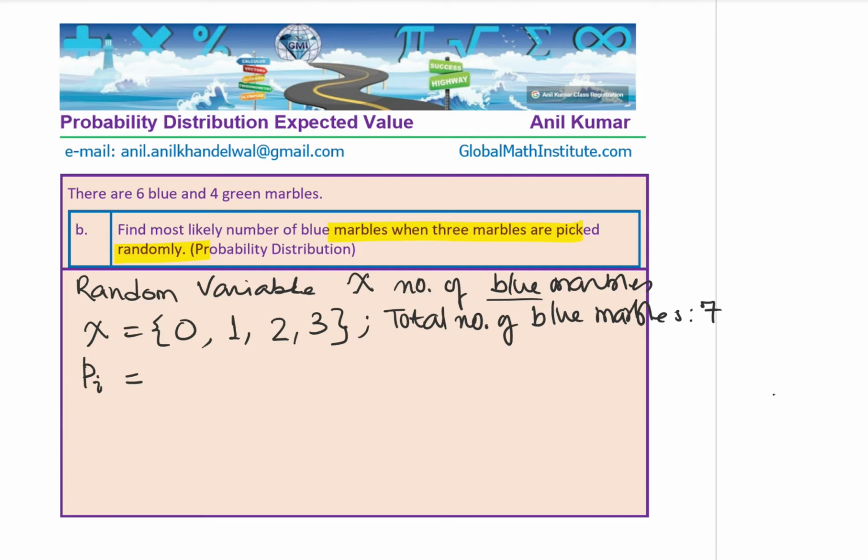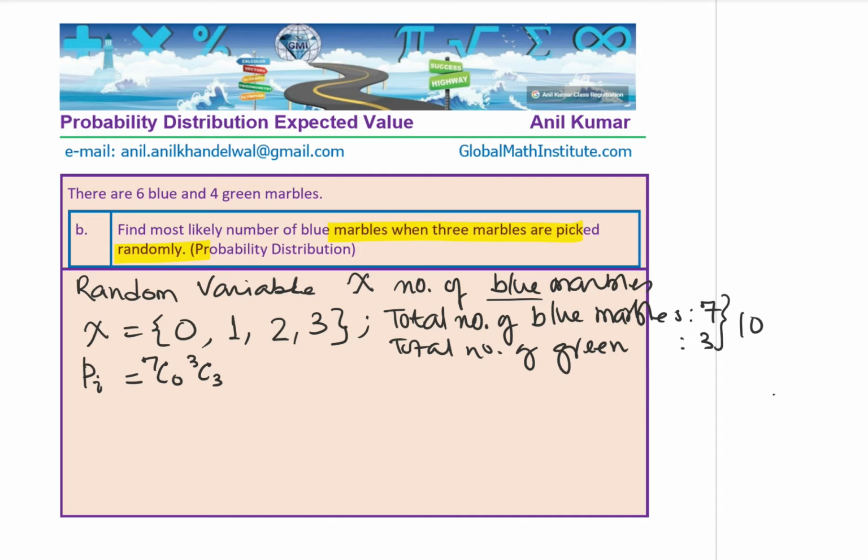It is 7, right? And green are, we just found that, correct? 3. So total is 10, right? It adds to 10. So when we say 0 blue, it means all were green. So out of those 7, you chose nothing, correct? And as far as the green is concerned, we chose all 3. That's why we didn't get any blue. You get the idea, right? So that is what it is.